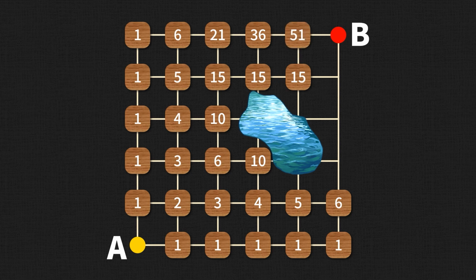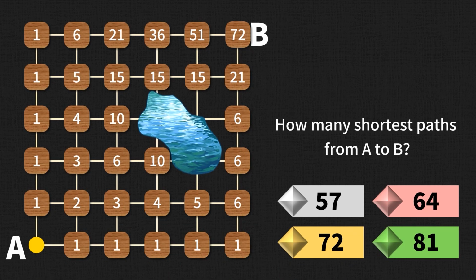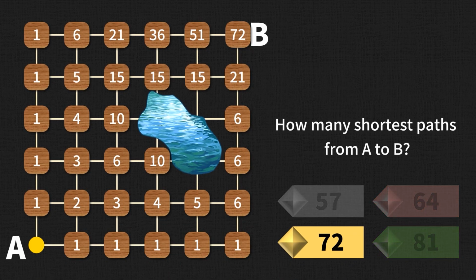Okay, let's move on to the right column, on the right side of the lake. Here, it should be just 6, because there's no path from the left side. The same thing happens on the next one. And the next spot is 6 plus 15 is 21. Finally, the last spot is 21 plus 51 is 72. So, the final answer is 72. How exciting!